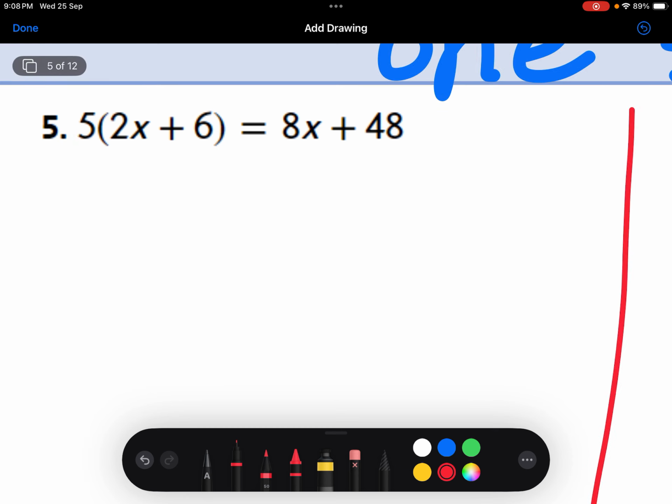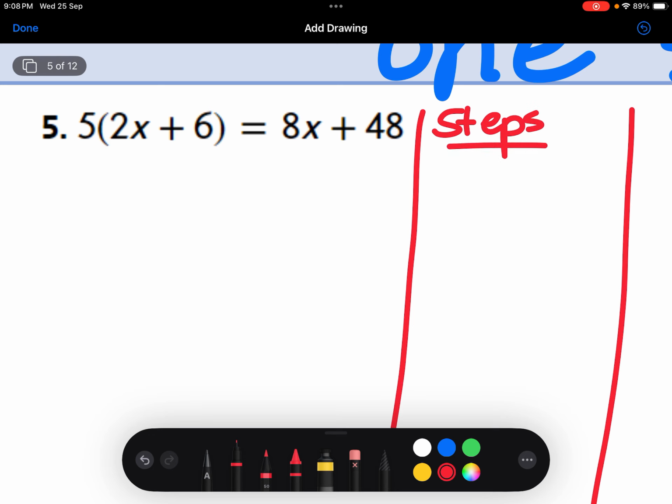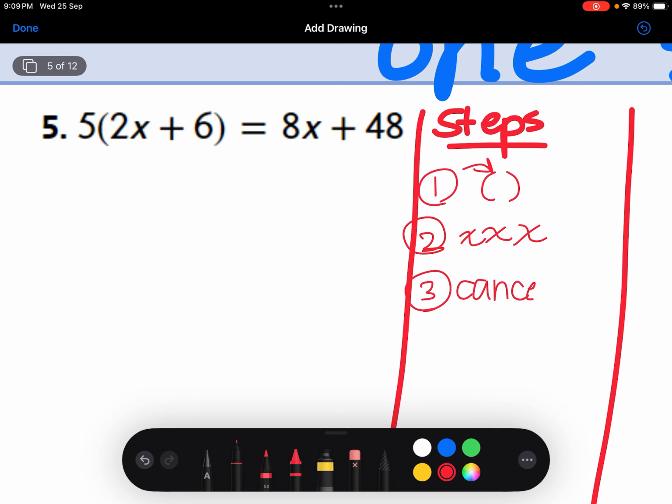So again, we have general steps to follow. Step number 1: if you have a parenthesis, distribute, please. Step number 2: if you have multiple variables, try to combine them. Step number 3: after you are done with the first 2 steps, you can start cancelling out the terms around the variable, just to isolate your variable.